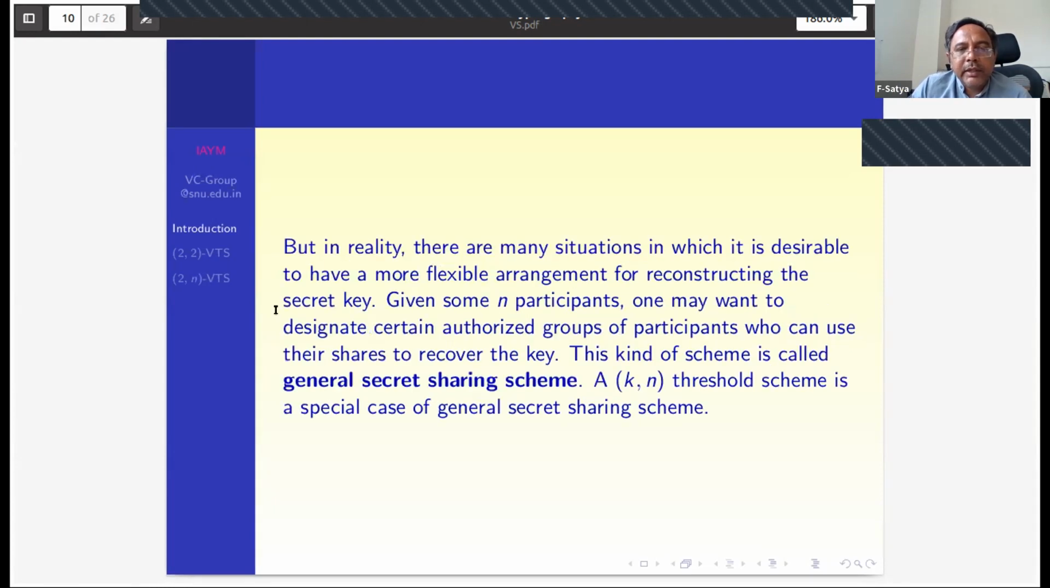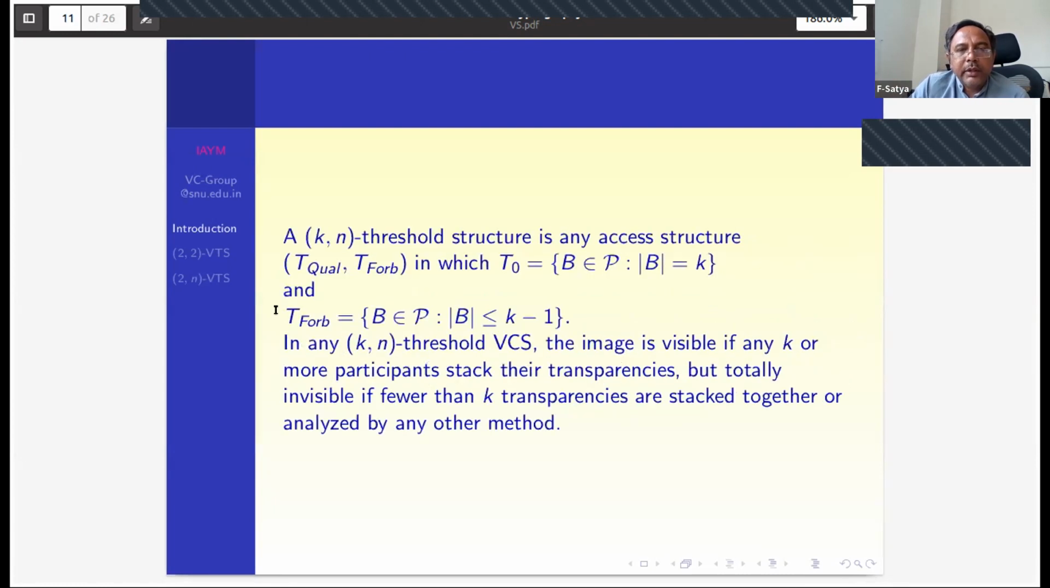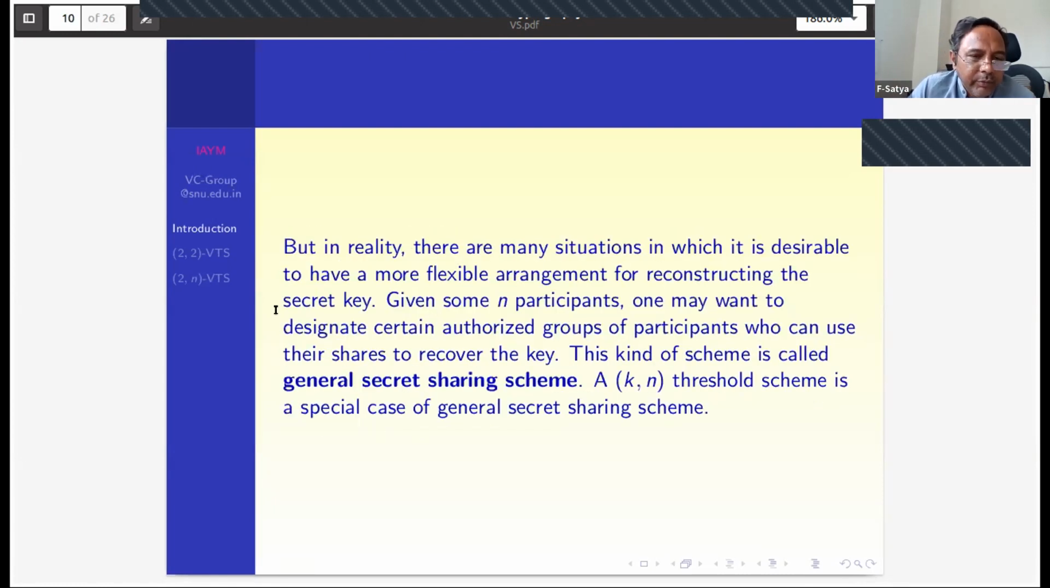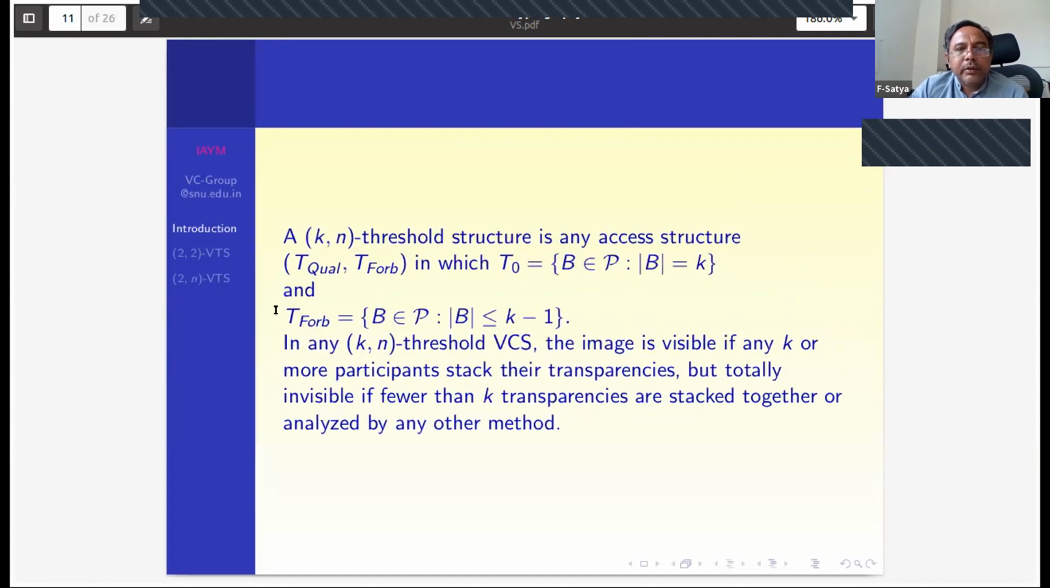But in reality, there are many situations in which it is desirable to have a more flexible arrangement for reconstructing among the given n participants. One may want to designate certain authorized groups of participants who can reconstruct. That is also possible, and it is called a general secret sharing scheme. It is like in some movies, where there is a treasure and the entire map is not with everyone. Pieces are with different people, they come together and they get it. This is like that. A single piece will not give any information.